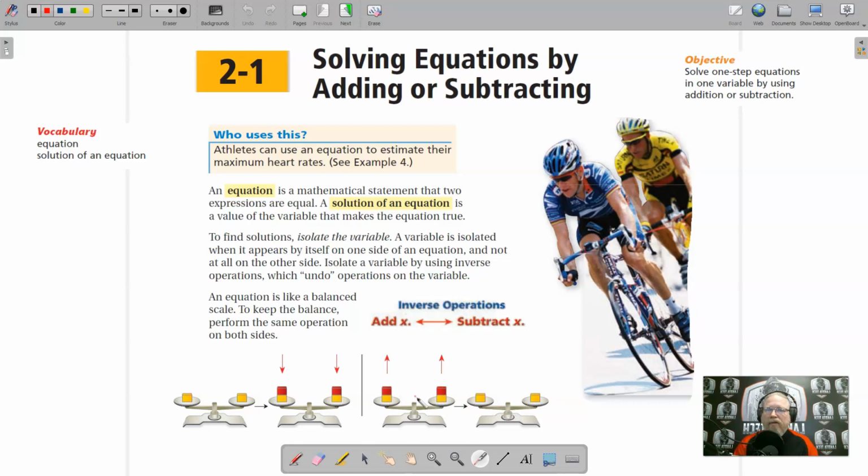Or if we're dealing with an equation, as long as we subtract something from one side of the equation, and we also subtract it from the other side of the equation, then the balance of the equation, that is to say the equality of the equation, is maintained also.